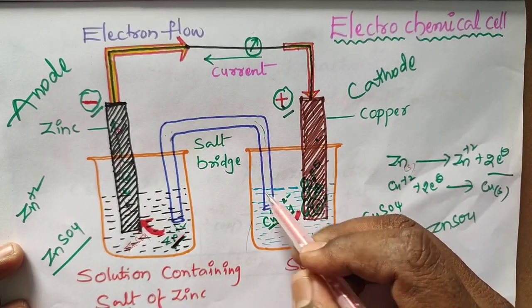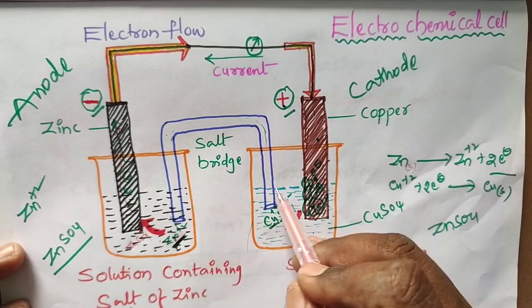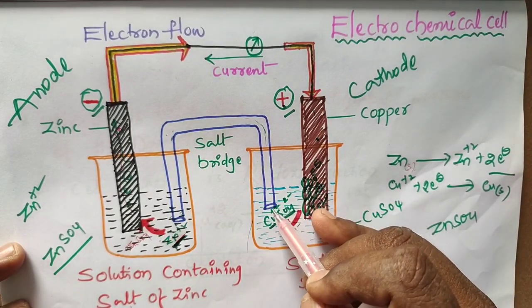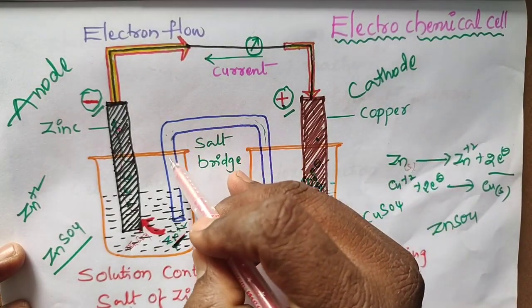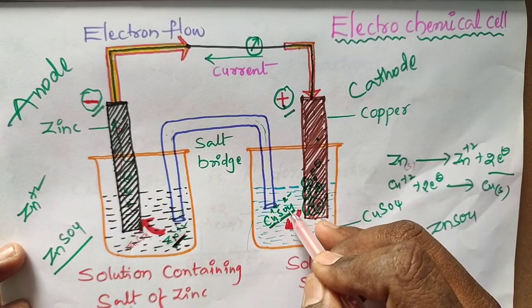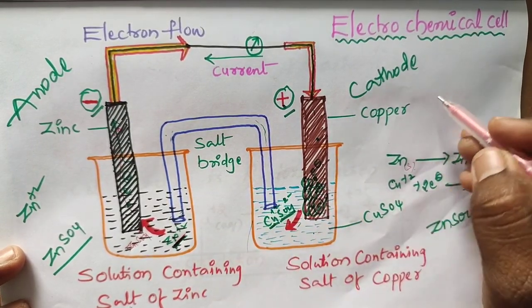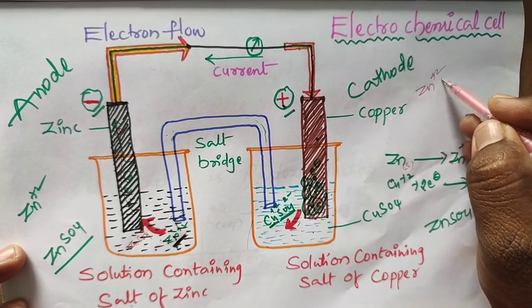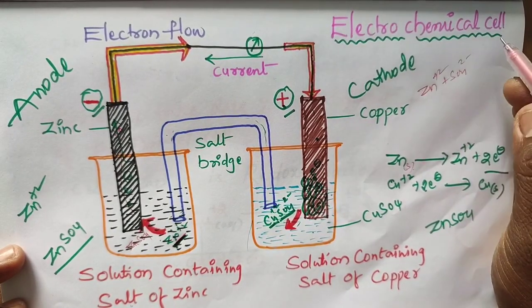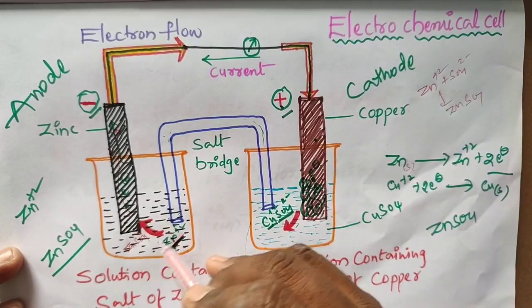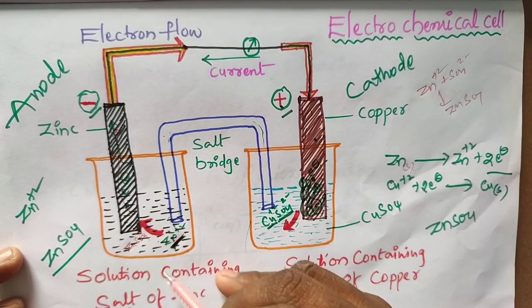Okay, salt bridge. We call it the bridge between the two portions. This salt bridge is present. So these SO4 2 minus ions are going to move from this salt bridge. So this SO4 2 minus and Zn plus 2, both are going to combine and convert to ZnSO4. So ZnSO4 solution is going to form.